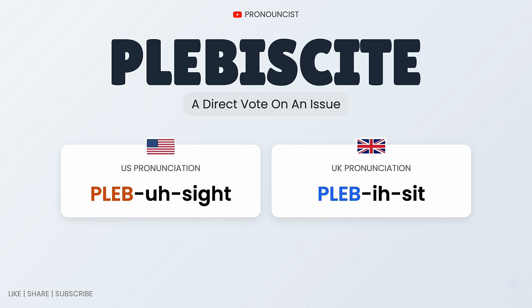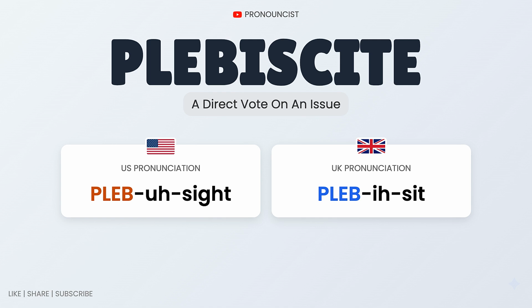Plebiscite. Now, read the syllables of British pronunciation shown on the screen naturally. Pleb. Sit. Plebiscite. Pleb. Sit. Plebiscite. U.S. stress pleb. UK stress sit.